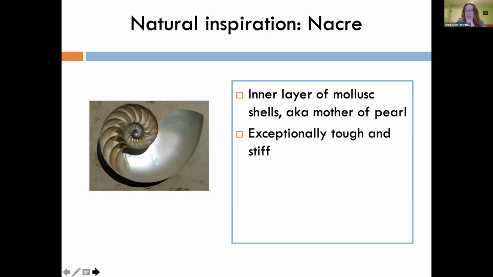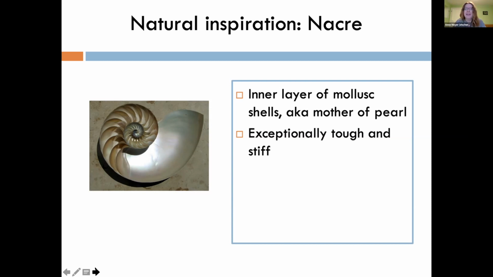Nacre is an amazing material because it is 95% calcium carbonate. So it's basically 95% cement. That gives it the high stiffness of cement, like I was talking about. However, in comparison to cement, nacre's fracture toughness can be up to 1,000-fold better. So it's this amazing material that combines toughness and stiffness, which usually you don't get in the same material.